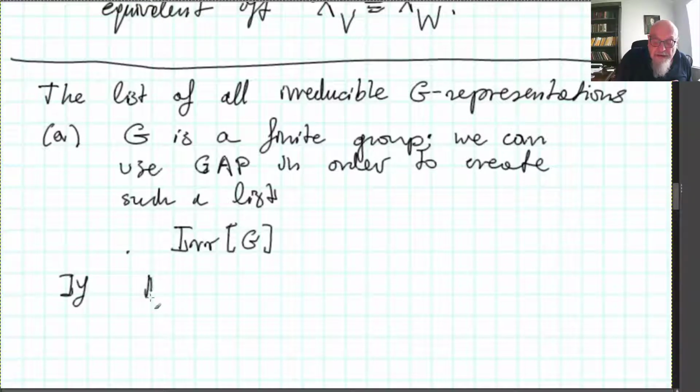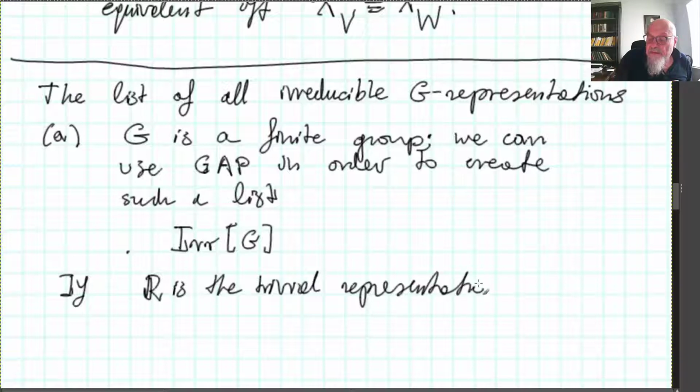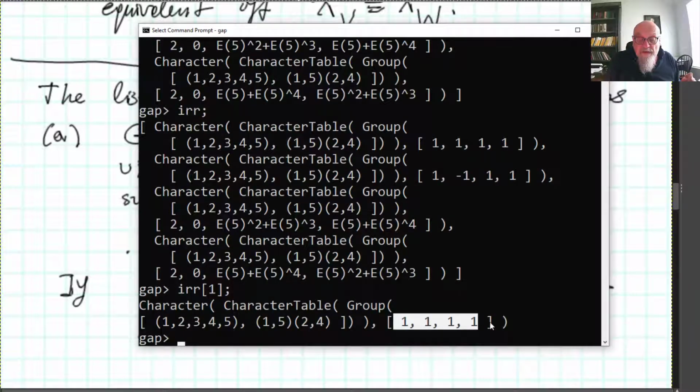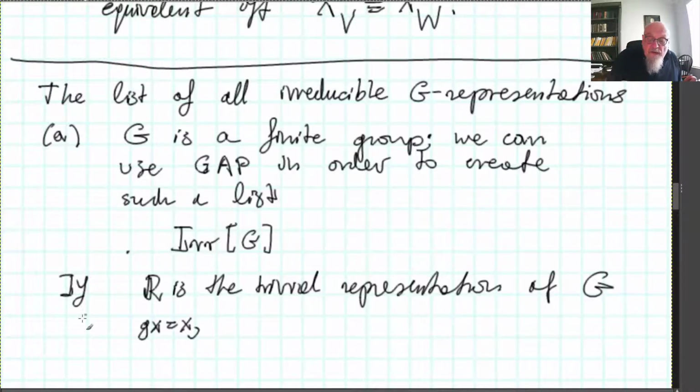If R is the trivial representation of G, what does it mean, trivial representation? There is no action. That means G of X is equal to X. So every element of G acts like identity. Since we know that if identity acts like identity, then we are getting the dimension of the space. So in our case, this must be the trivial representation.